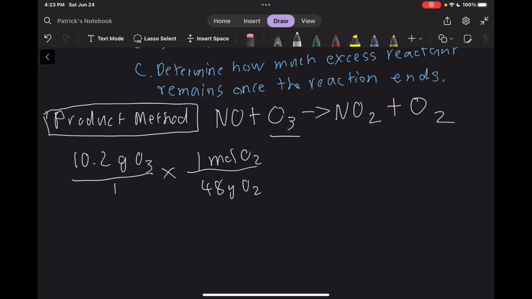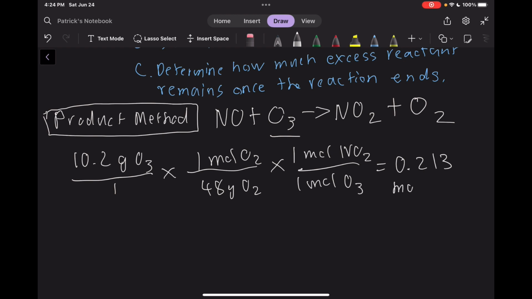We then multiply this by the molar ratio of nitrogen dioxide over ozone, which is just 1/1 according to our equation. There we are. We get 0.213 moles of nitrogen dioxide produced by ozone.